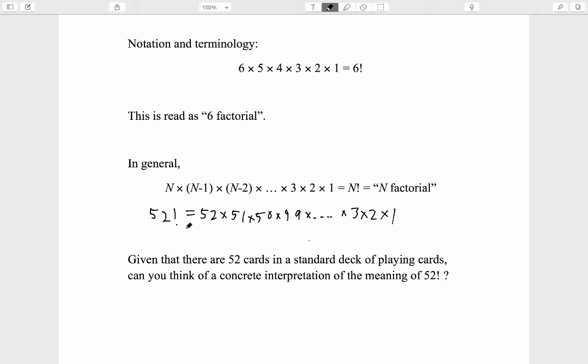We can do this for any number. And we've seen that 6 factorial was relevant. It showed up as the numerator in a certain probability computation. Now, given that there are 52 cards in a standard deck of playing cards, can you think of a concrete interpretation of the meaning of 52 factorial? Not 52! but 52 factorial.